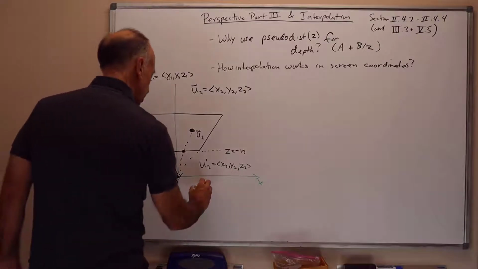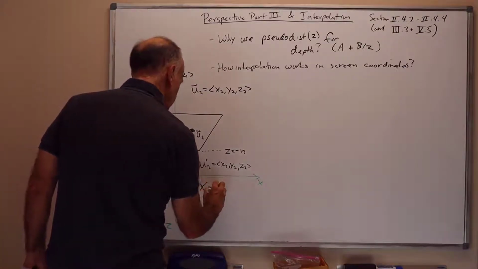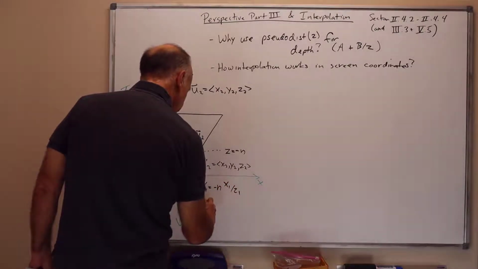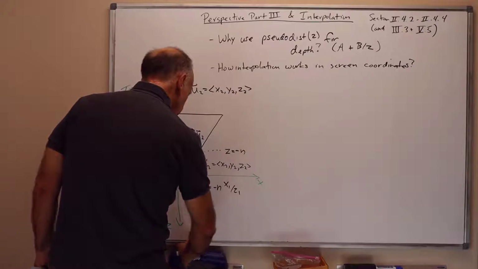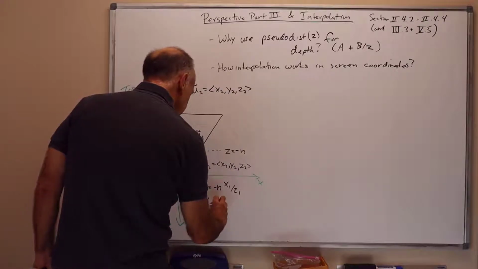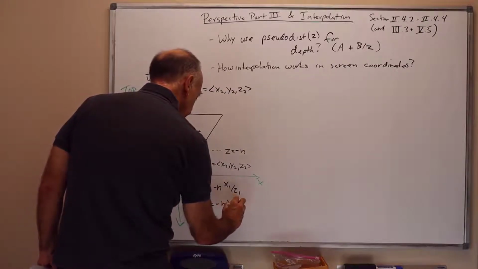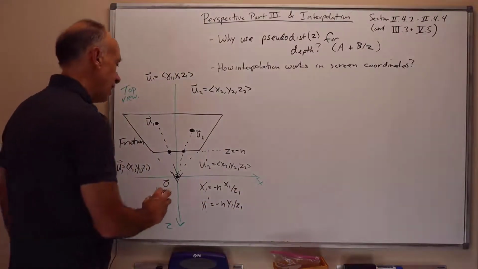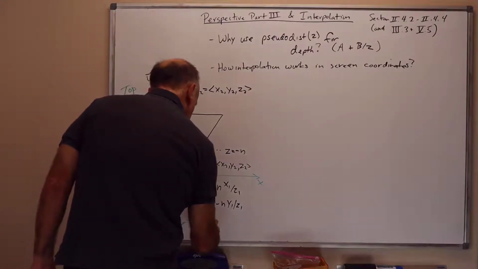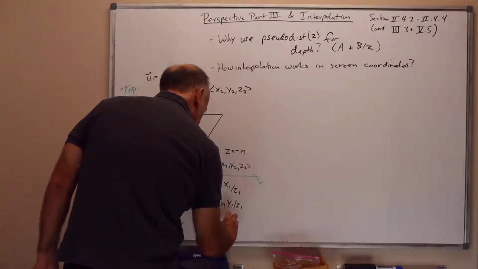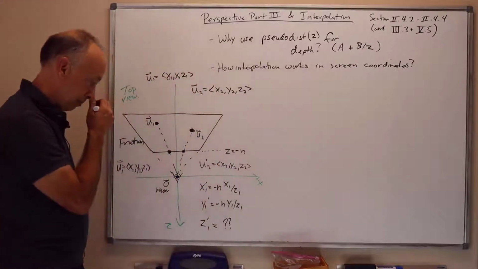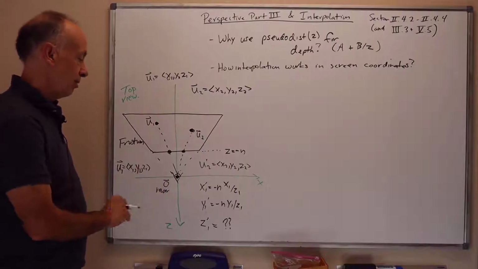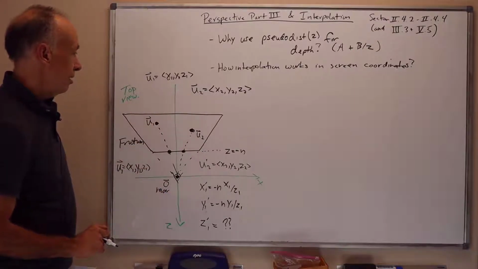And the formulas here were that x1 prime is minus n x1 over z1, and y1 prime is minus n y1 over z1. These are the same formulas we had before, just with n instead of d for the distance. And then we had several choices for z1 prime, which I'll just put here as a question mark. What should it equal? But let's set that aside for the moment. In the end, we ended up using the pseudo-distance, but set that aside for the moment.